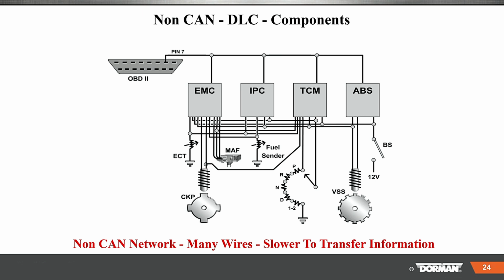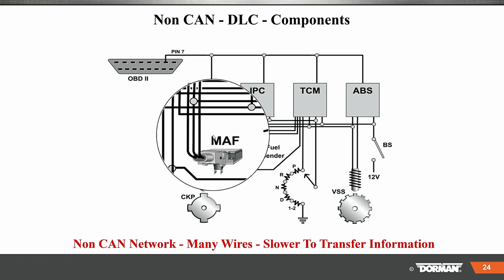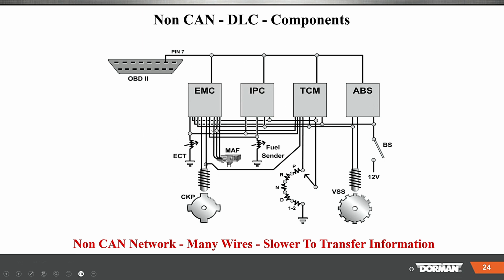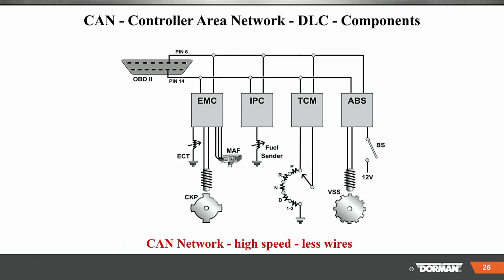Here's a non-CAN system. Look at all that stuff going on. Look at all those wires. It's slower. It's not going to go at a higher speed. We're going to talk about speed in a minute. I'm not going to waste the time here, but we'll talk about it. We're going to go live on the car. I'm going to show you how to check the system, okay?